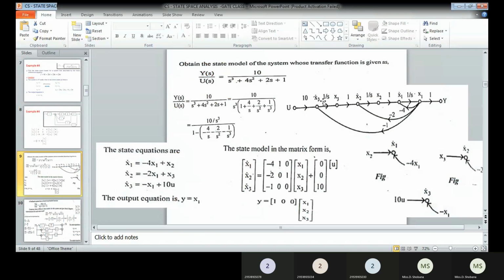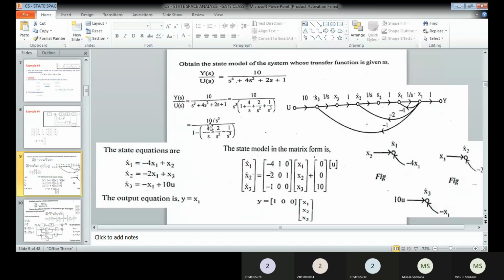Okay, so here the first 1 by s will be having an input node and an output node. The input node will be considered as the state equation, and the output node will be considered as a state variable. That means x3 dot and x3. Similarly, the second integrator will be x2 dot and x2, and here also x1 dot, and the output node will be x1. So now we are going to come to the loop.